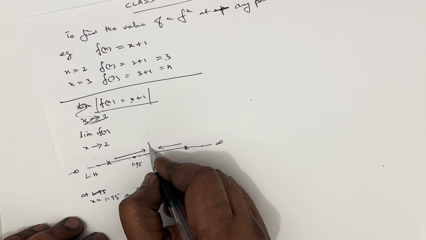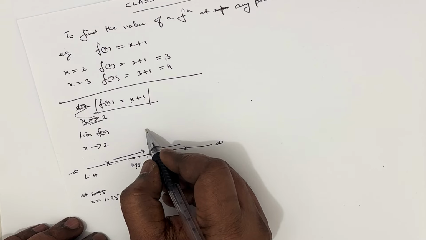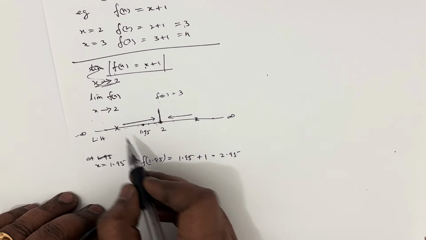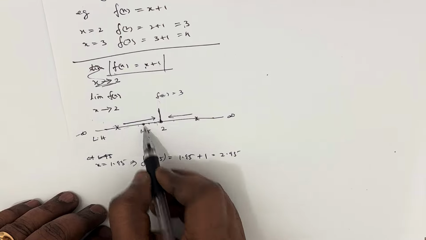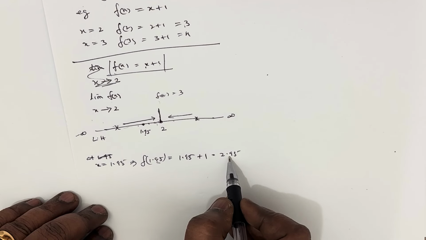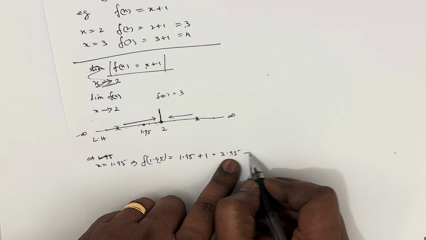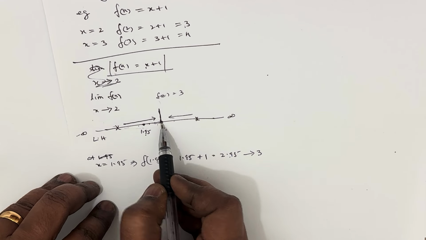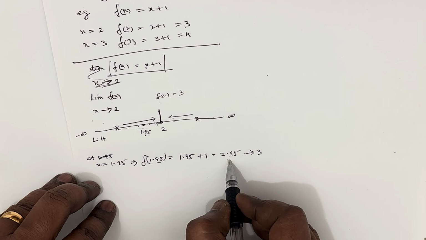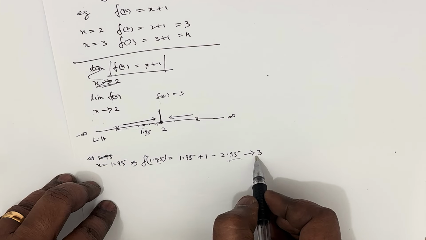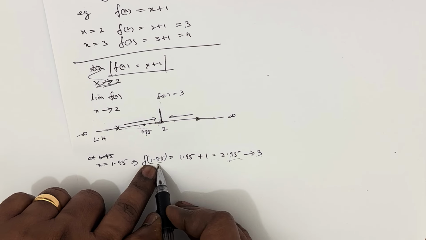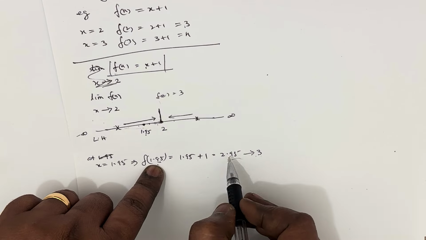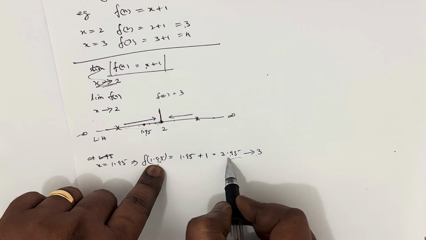When x was 2, f of x was 3. Now when x is approaching 2 and is 1.95, its value is 2.95. This is also approaching 3. As x is moving closer and closer to 2, the value of the function also is moving closer and closer to 3. When the value of x is 1.95, the function's value is 2.95. It will not go beyond that.